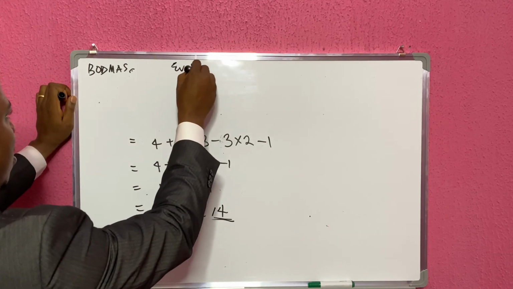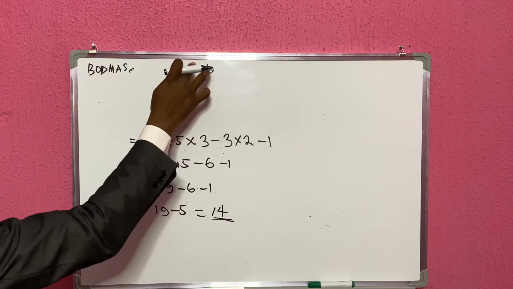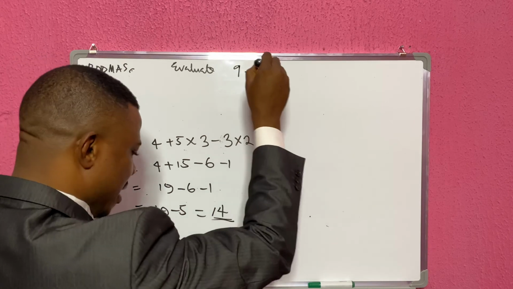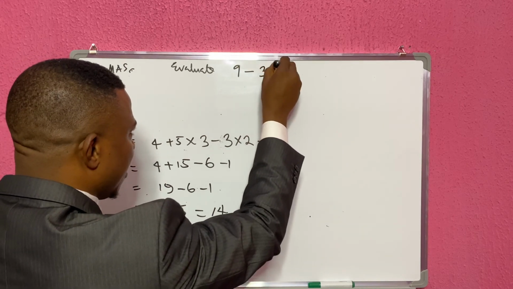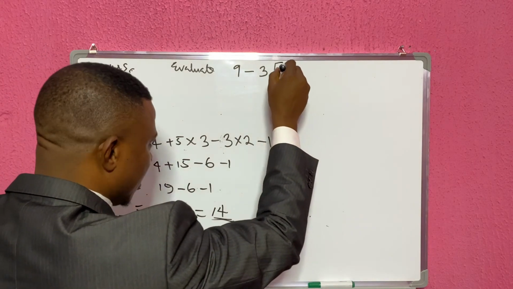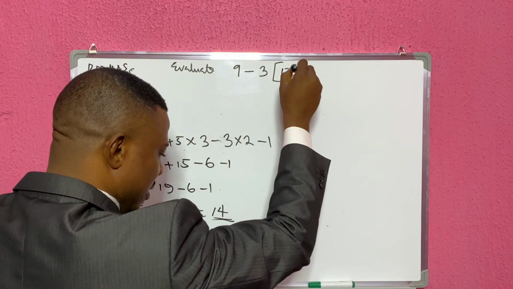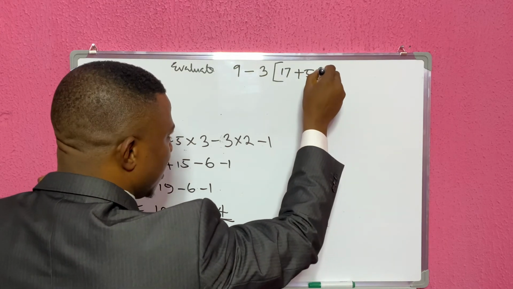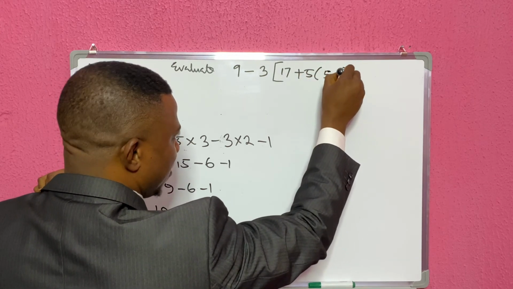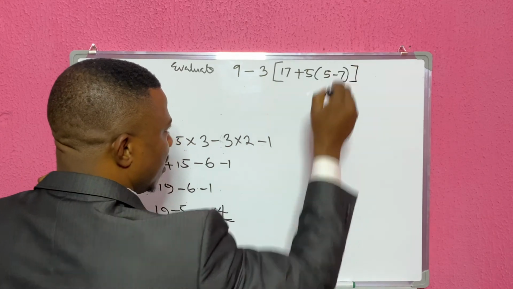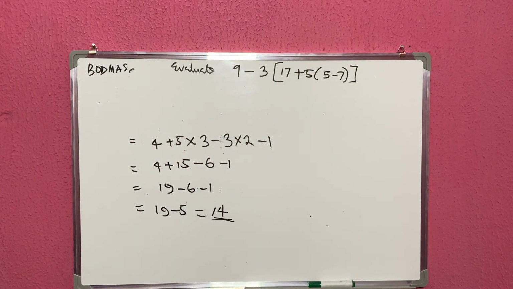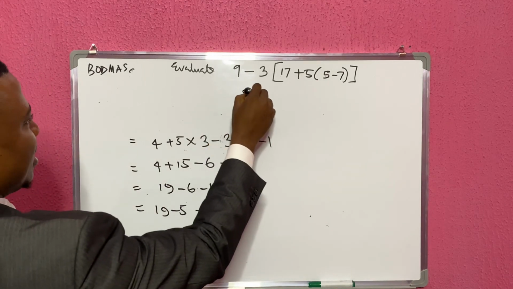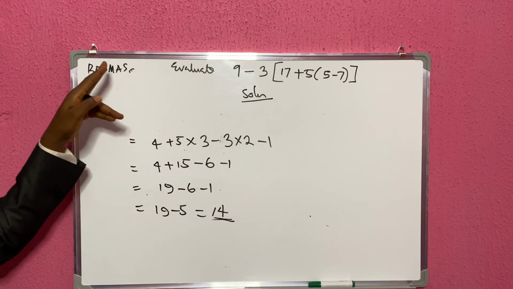Evaluate 9 minus 3 bracket 17 plus 5 bracket 5 minus 7 bracket close bracket. Look at this. To solve a problem like this, remember we said BODMAS.